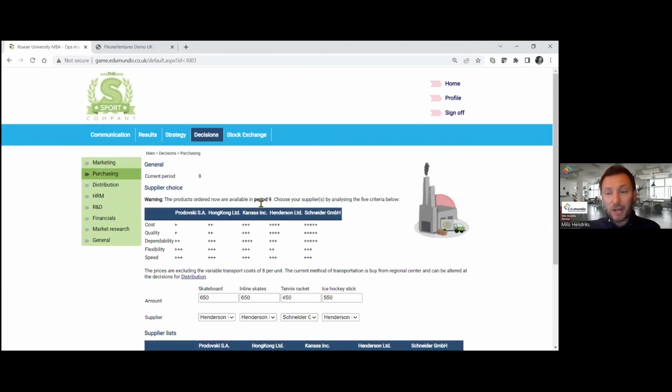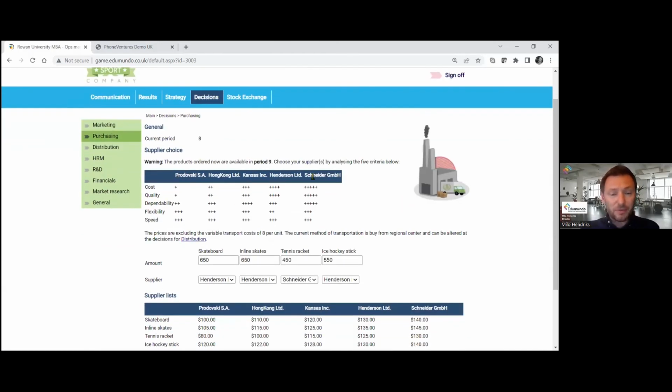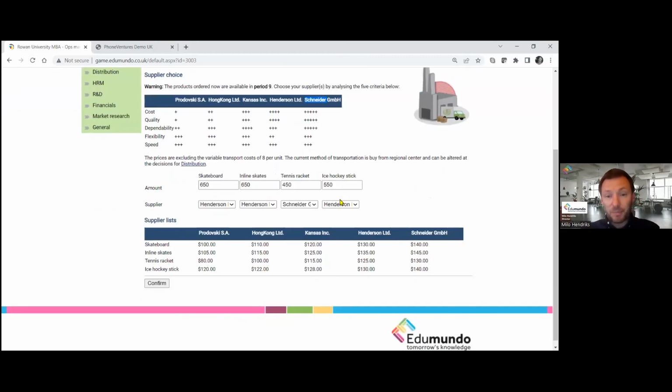At purchasing, it's about analyzing the different suppliers from all around the globe. Brodowski from Poland, Hong Kong from Hong Kong, obviously. Kansas from the US, Henderson from the UK, and Schneider from Germany. And they all have their own costs, their own quality, dependability, flexibility, and speed. So it's up to the teams to analyze which supplier fits them best. And based on that, they can place an order. They can say, well, I'd like to order 500 ice hockey sticks from Schneider, which will cost me $140 to purchase.